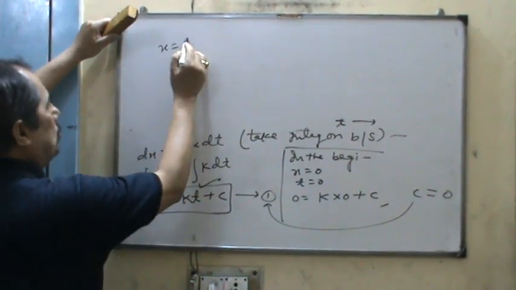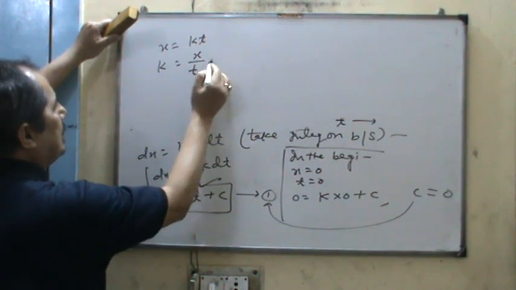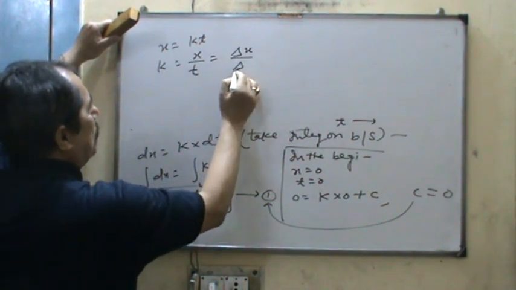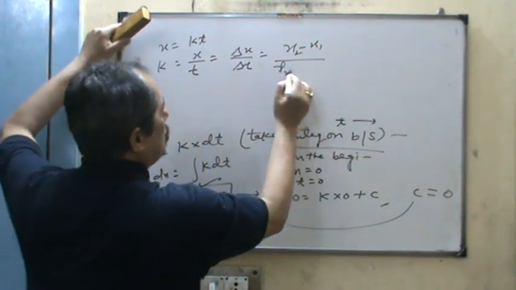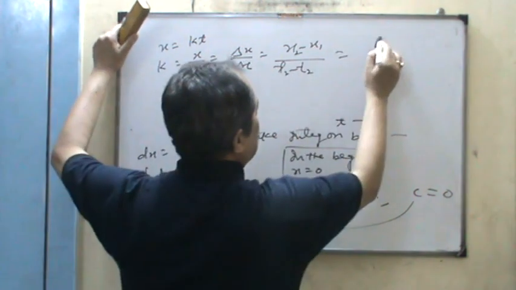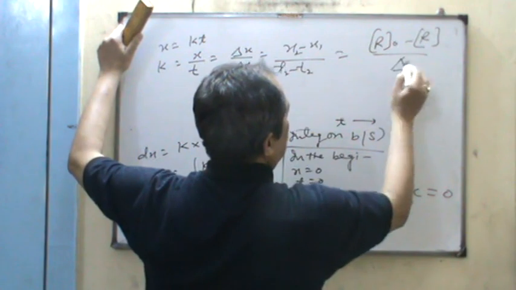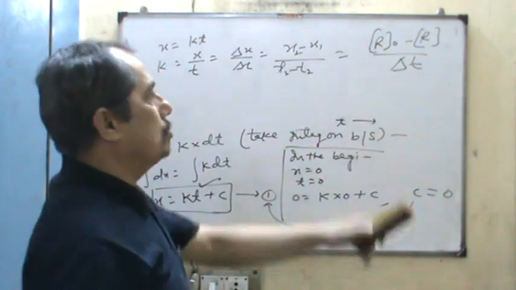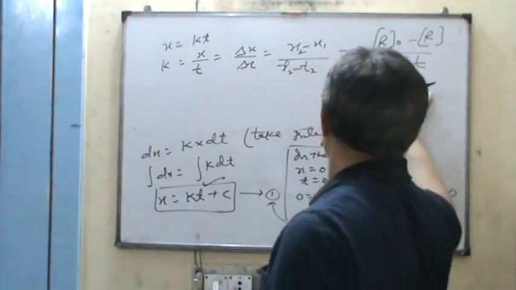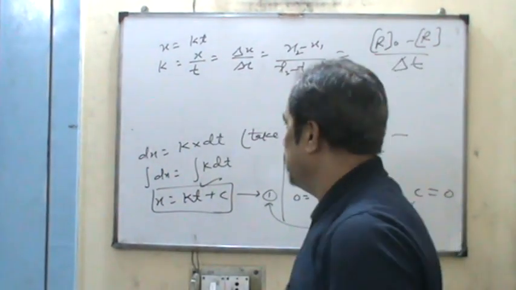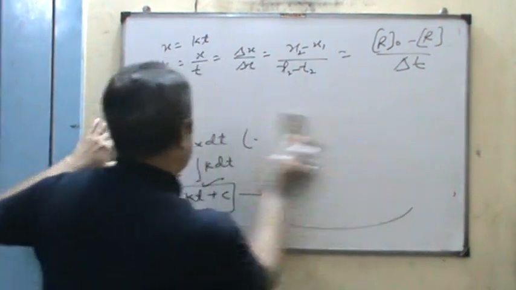Here, x is equal to k into t, or k is equal to x by t. So delta x upon delta t, actually x2 minus x1 upon t2 minus t1, or you can say r naught minus r upon delta t. That is the final concentration minus the initial concentration, over the time elapsed or taken to complete the reaction. This is the derivation of zero order reaction.